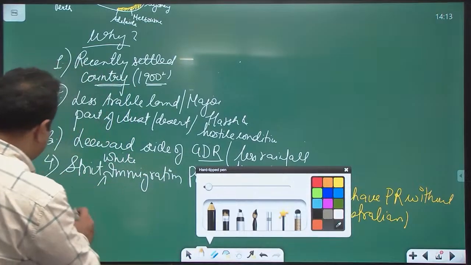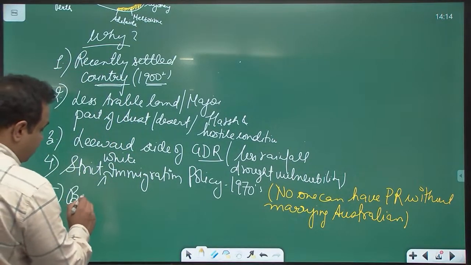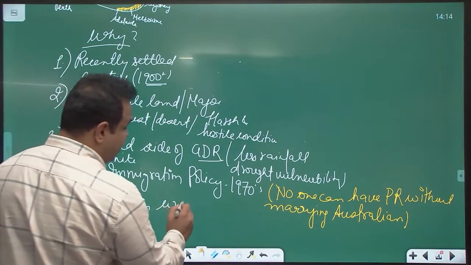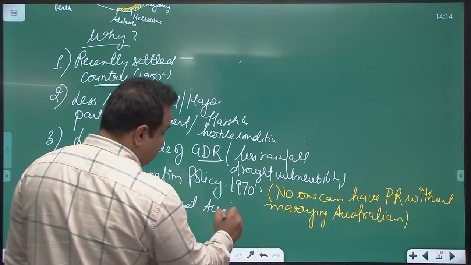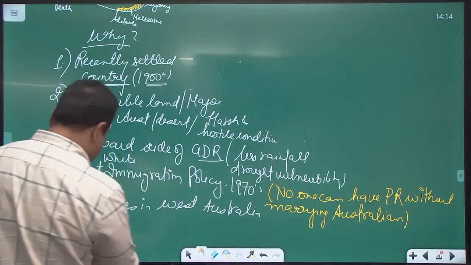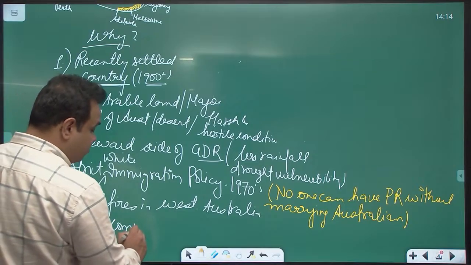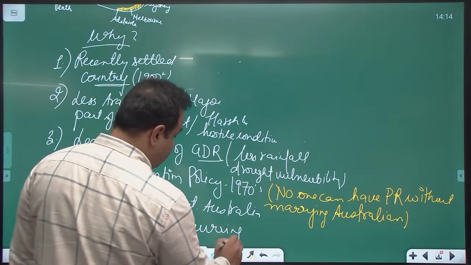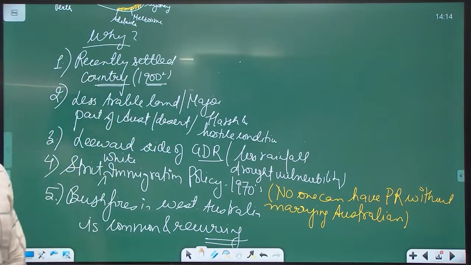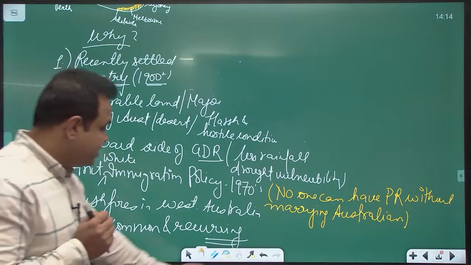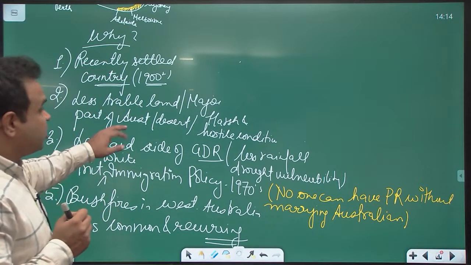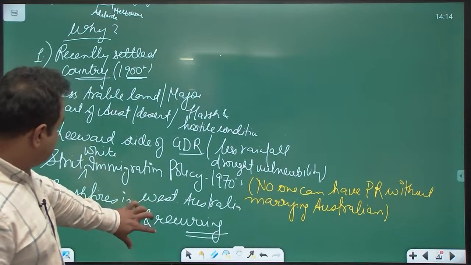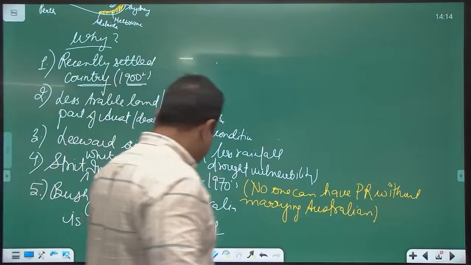ठीक है. Another is bushfires. Bushfires in West Australia are very common and recurring also. This has become a regular, annual ritual. हर साल ही there is a bushfire that is taking place and that is also responsible for much of the extinction of species. काफी मर रही हैं वहां पे प्रजातियां and all. ठीक है, तो these are few reasons.